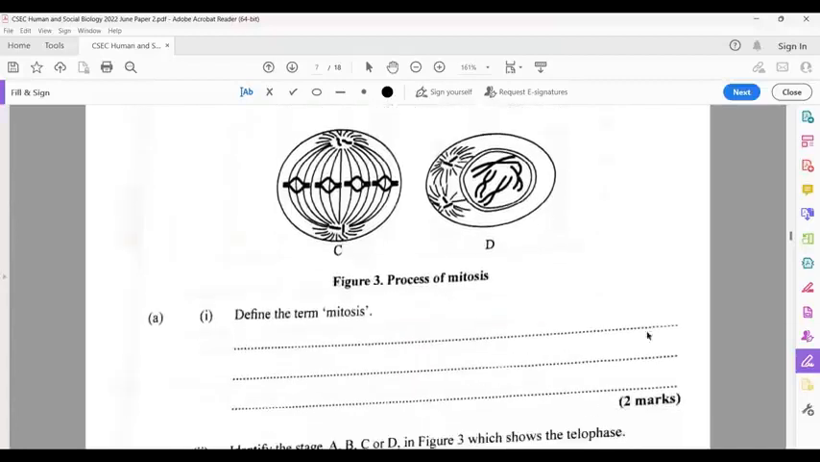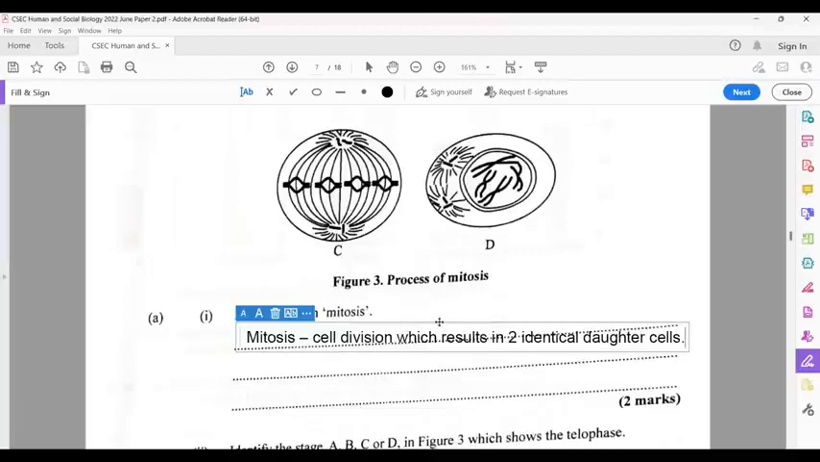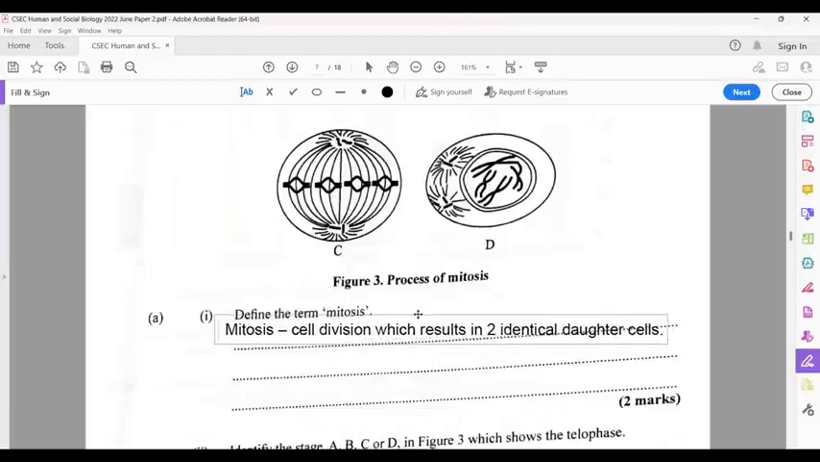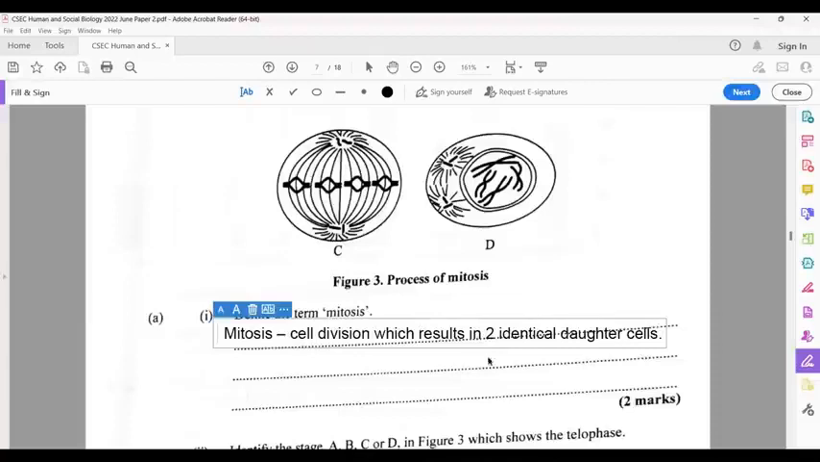Define the term mitosis. Mitosis is one type of cell division. The other kind that will automatically pop in your mind when you hear mitosis, it goes hand in hand, is meiosis. All right, so mitosis is a cell division which results in 2 identical daughter cells. Identical, both of them having the same number of chromosomes as the parent cell, the mother cell. So they are identical.